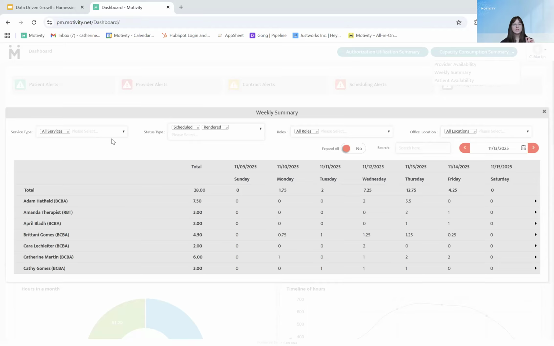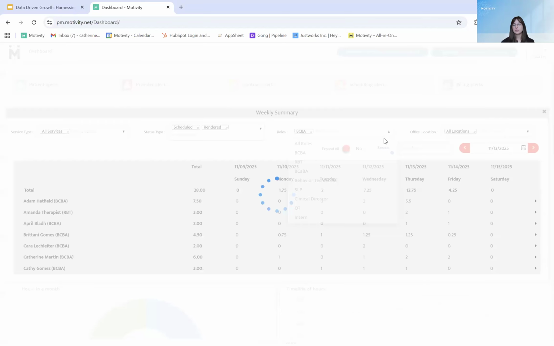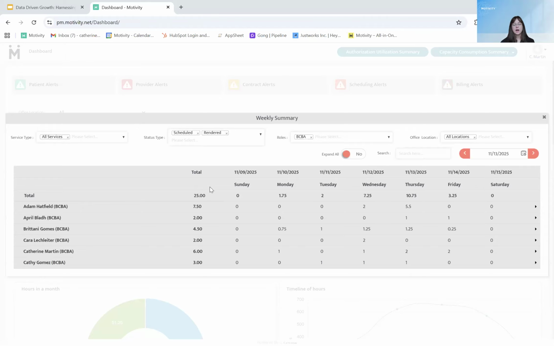time. So I can look by service type. So if I want to look at all of my services, which in the examples I provided, I want to see a breakdown of how, in this case, my BCBAs are scheduling. I can see both what's been scheduled and rendered, and maybe I just want to look at BCBAs in this example. What I'm able to see up at the top here is the total. This is also really helpful if you have billable requirements for your team. Maybe they're supposed to bill 25 to 30 hours per week. You can quickly see, is my team meeting their billable requirement?